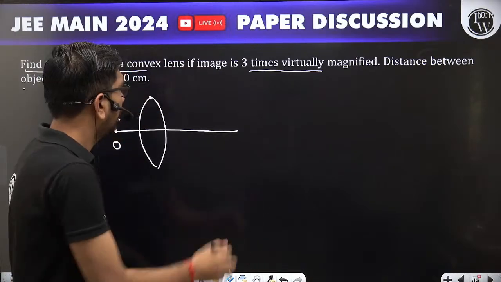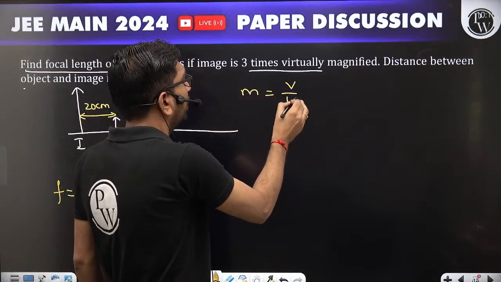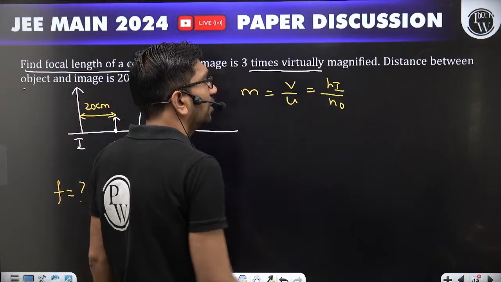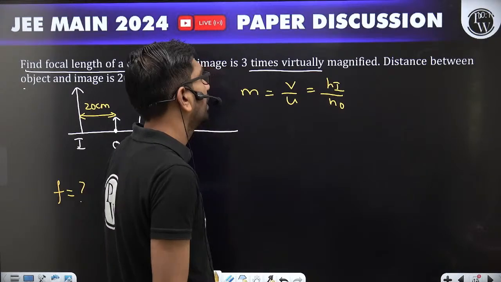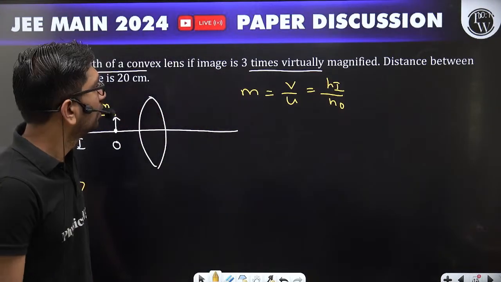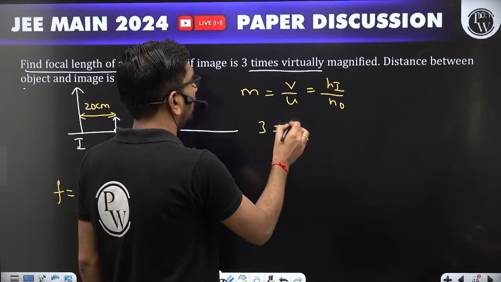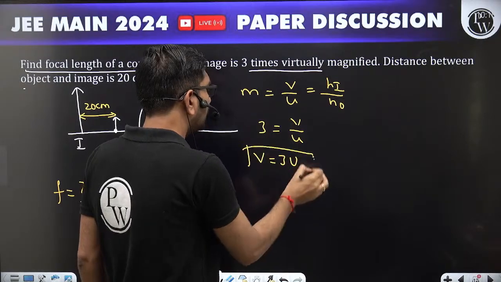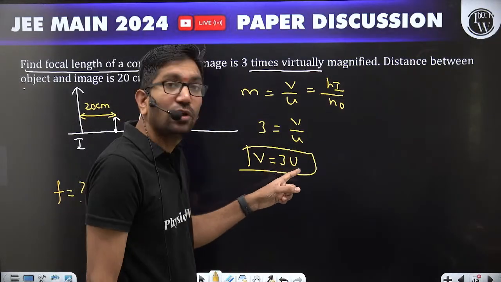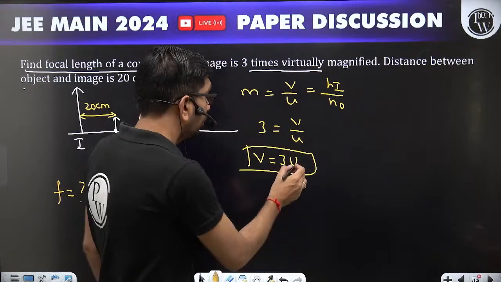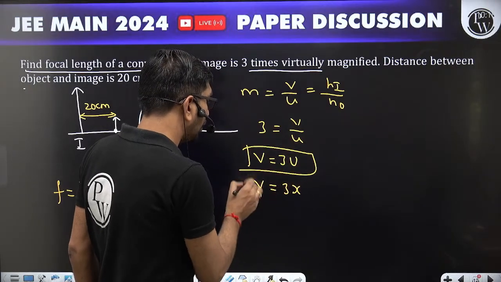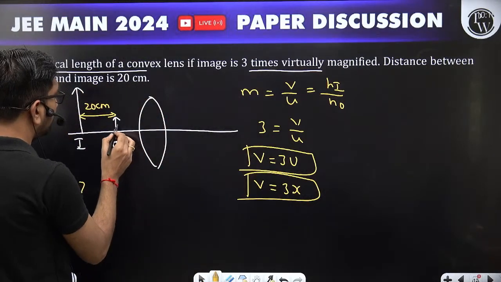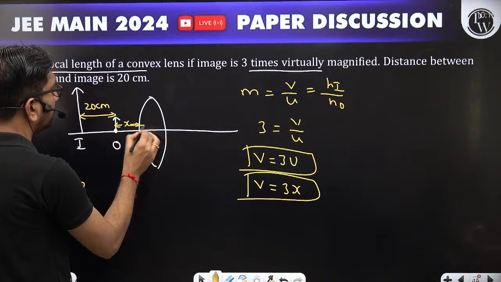Now observe carefully, the magnification formula is what? V by U, so height of the image by height of the object. Now, the magnification is given as 3, this is V by U. V is equal to what you got, beta? It is 3U, yes. If we assume the U value as X, then the V value becomes what? 3X, yes.